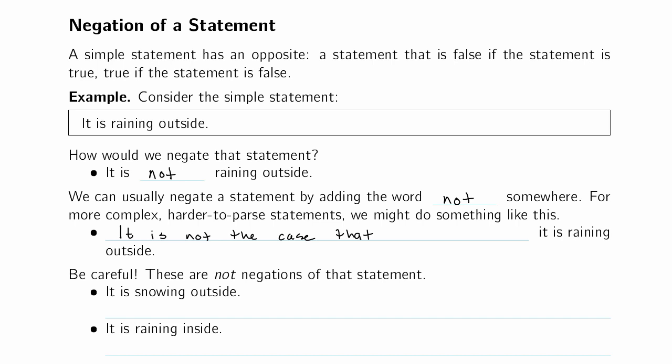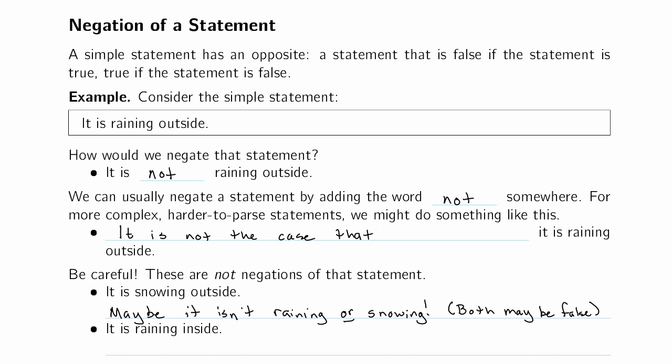Be careful. These are not negations of that statement. If I say, it is snowing outside, that is not the negation of it is raining. Why? Well, maybe it isn't raining or snowing. They could both be false.